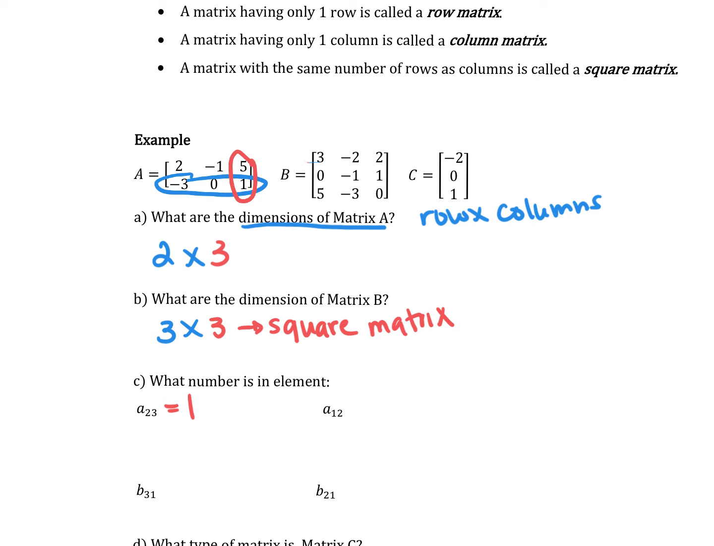a1,2 means look at the first row, second column. That's equal to -1. a3,1 is third row, first column. That equals 5. And then b2,1 is second row, first column. That equals 0. So that's how you read the actual matrix by rows and columns.